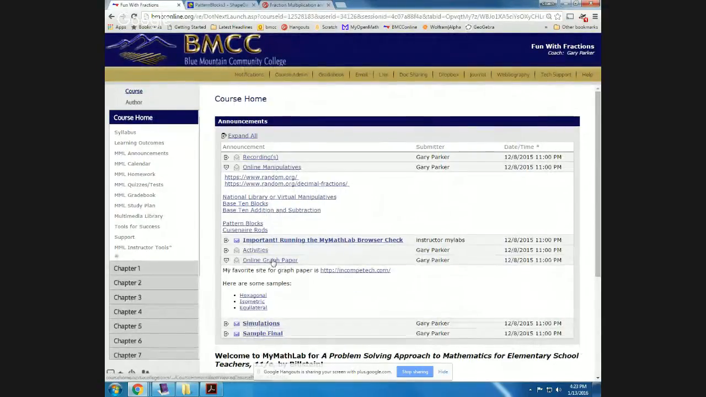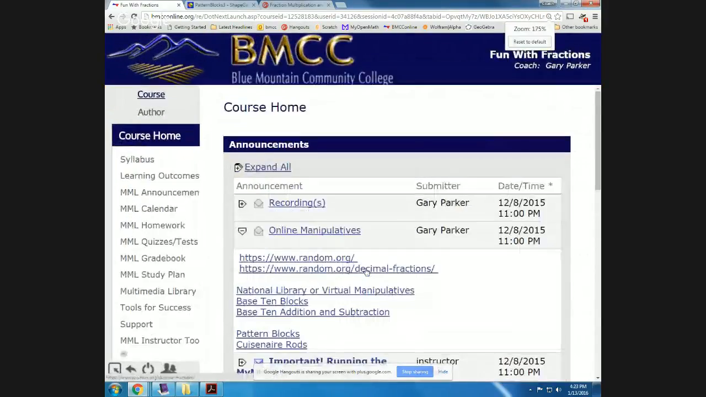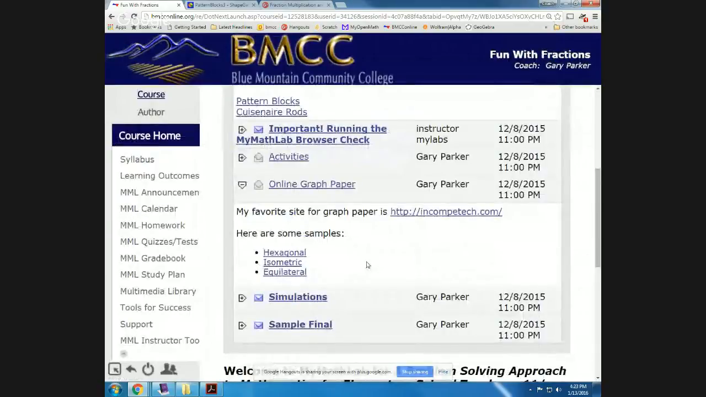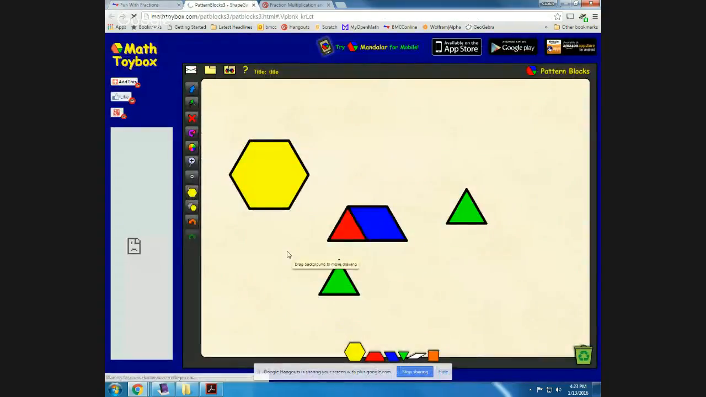Under online graph paper, one of my favorite websites to go to is incompetech.org or com. I always thought it was a weird name, Incompetech. Sounds like incompetence. But they have great stuff on their website. And they have a hexagonal paper.